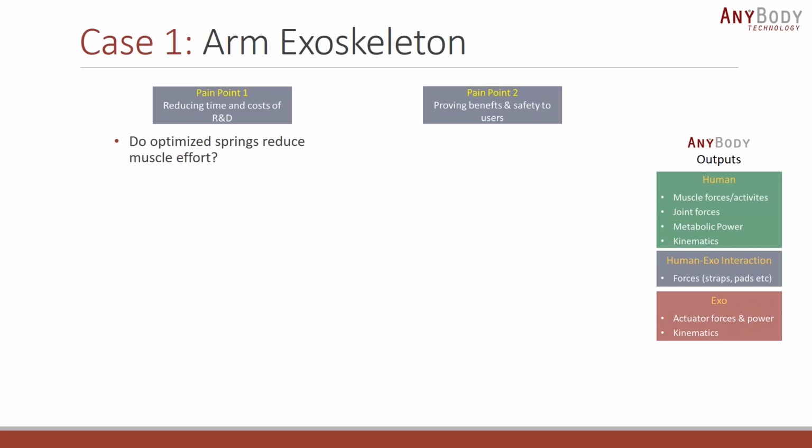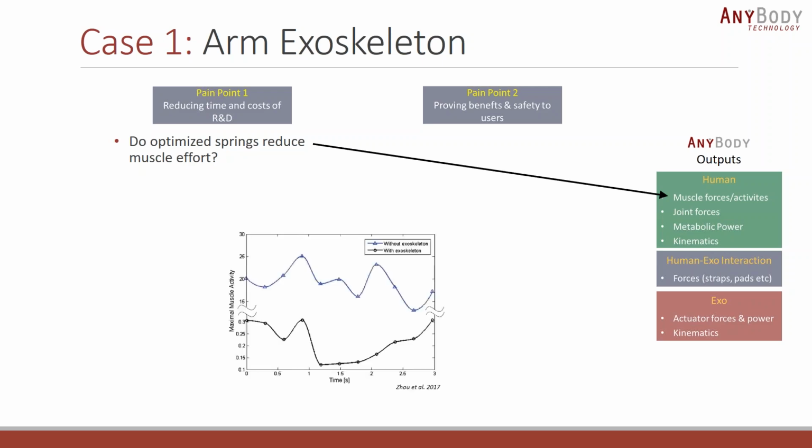They answered this question by looking at the muscle forces and activities from the AnyBody outputs. What you're seeing over here are plots of the muscle activity without the exoskeleton and with the exoskeleton. Now you can see that without the exoskeleton, the muscle activity is in a range of around 20 to 25. Given that the maximum activity allowed is 1, the drinking motion was practically impossible without the use of the exoskeleton.